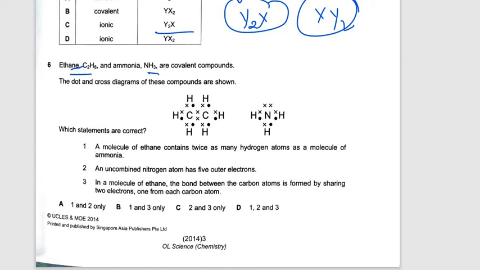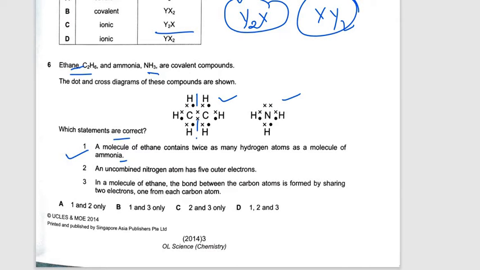Now question number 7. Ethane and ammonia are covalent compounds. As you can see here, they are sharing the electron. Which statements are correct? A molecule of ethane contains twice as many hydrogen atoms as an ammonia molecule. Let's count it down. Here you have 3 hydrogen, right? And here it's 3, so 6. That's correct.